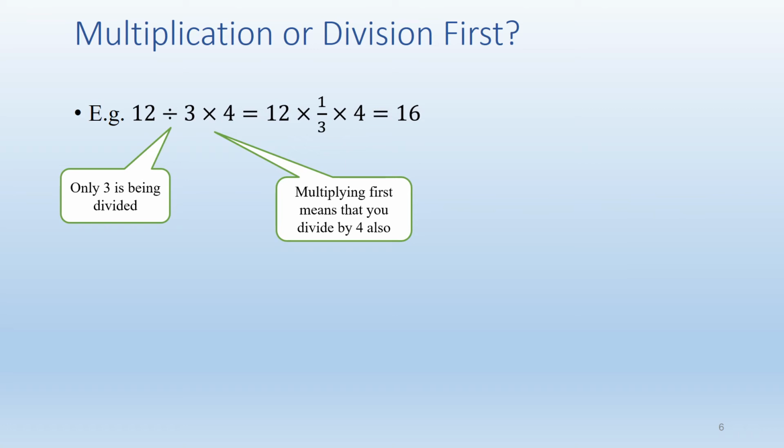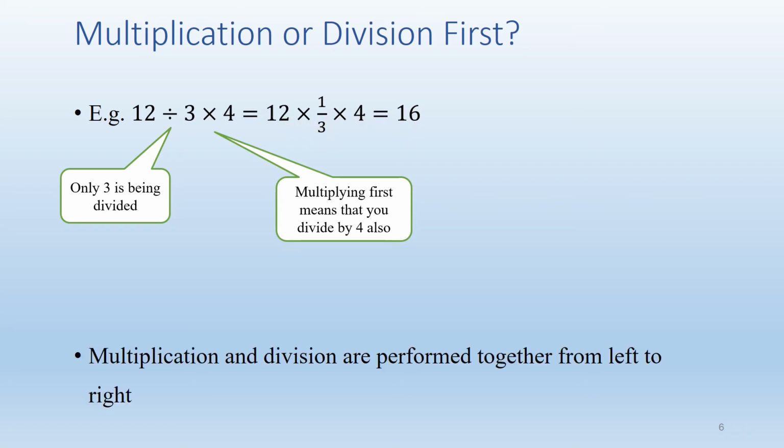And we can see that if we write it as a multiplication, 12 times a third, or a third of 12 is 4. 4 times 4 is 16. And again, the convention there is that we do the multiplication and division together from left to right. So we would do 12 divided by 3 firstly is 4. 4 times 4 is 16.